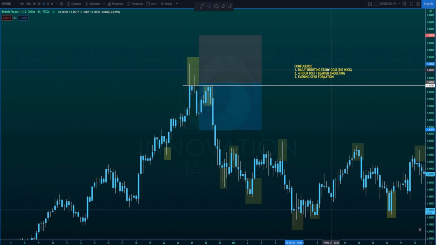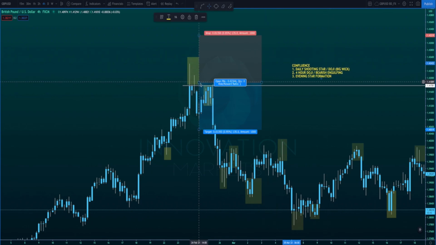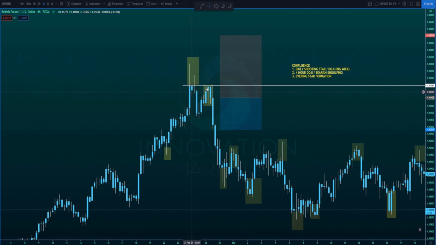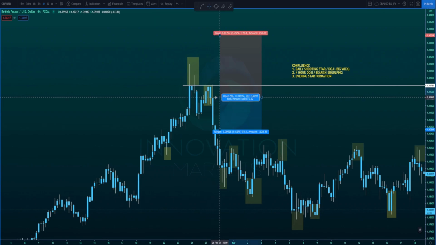Sorry guys, I'm trying to make this as clear as possible for you. So prices push down, prices come back up, found some resistance here. We've got 1, 2, 3, an evening star formation. So you can look at taking a short trade here. Doesn't matter where your stop is.